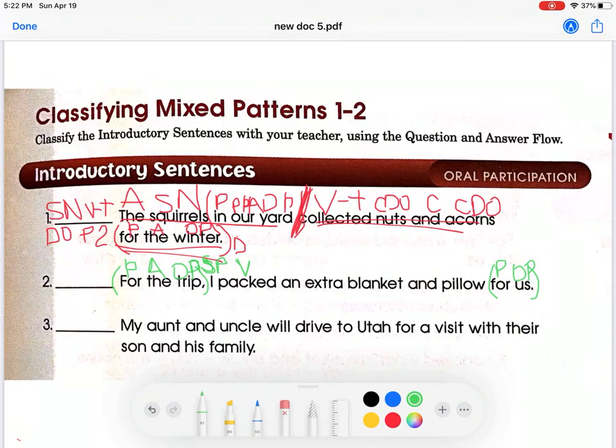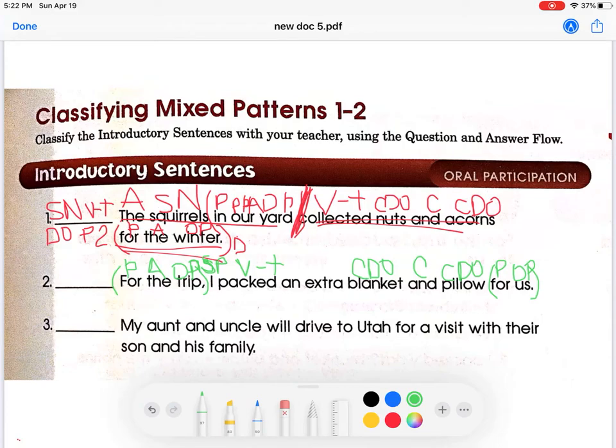So looks like we have direct objects again. So that means it's transferring its action. So it's a verb, transitive. And it's transferring its action to the blanket and the pillow. So I have two direct objects again, and I have a conjunction in between. So again, I have compound direct objects.